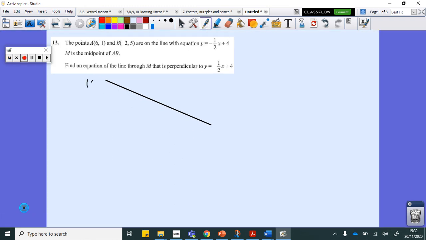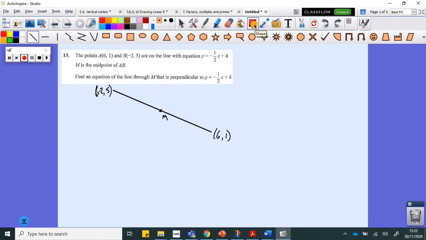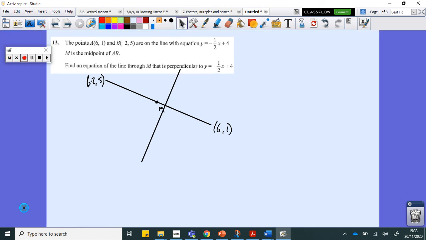I've got (6, 1), and I've got (negative 2, 5), the other way around. I'm looking for something that goes through here, and it's perpendicular. So I know when it's perpendicular, it cuts through at 90 degrees.